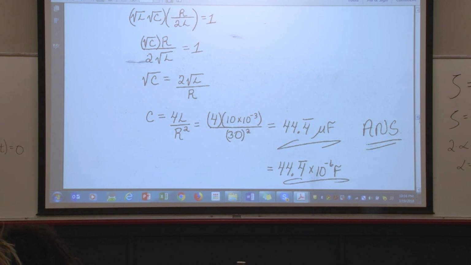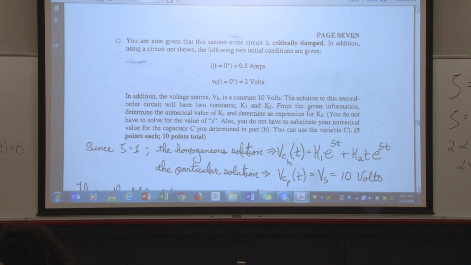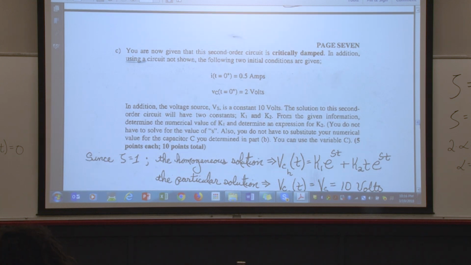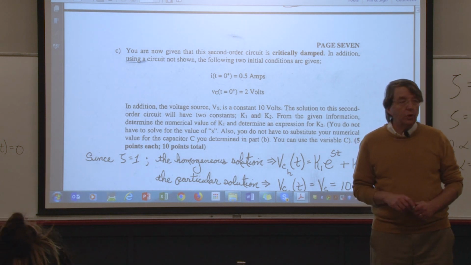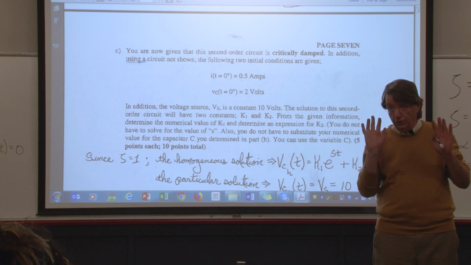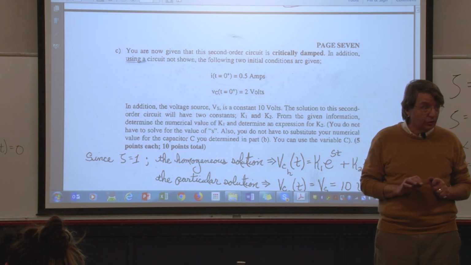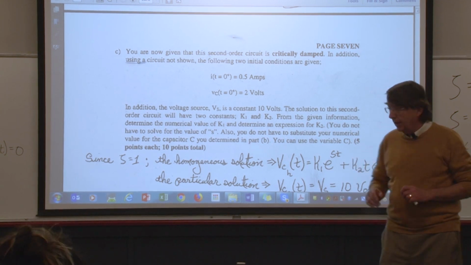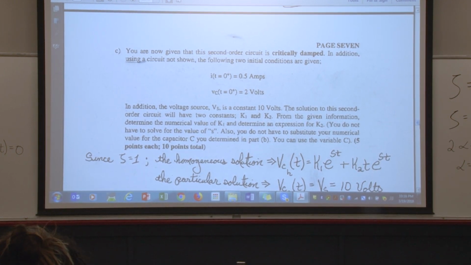All right. Last part. You are now given that the second order circuit is critically damped. In addition, you are given the following two initial conditions. Now, for my colleagues in the room here, this is what we're going to discuss in Thursday's lecture. So don't be confused or discouraged if you're confused at this point. We haven't yet officially covered this in the lecture. This is where we left off today. So it says here, you're given two initial conditions. From the given information, determine the numerical value of K1 and determine an expression for K2.